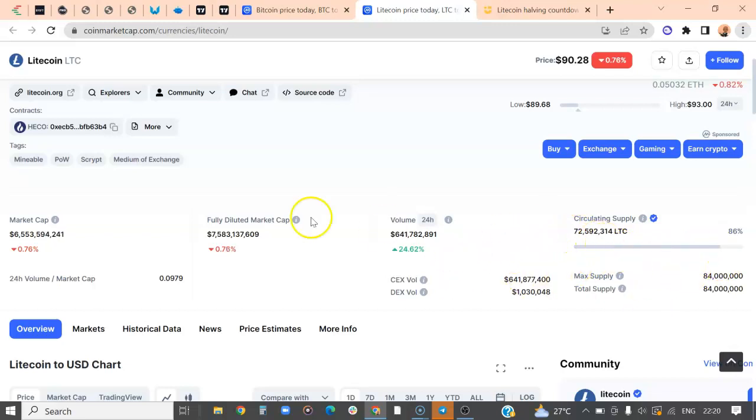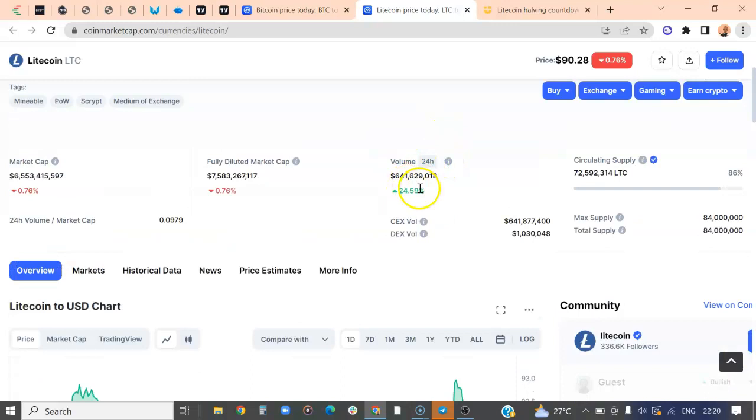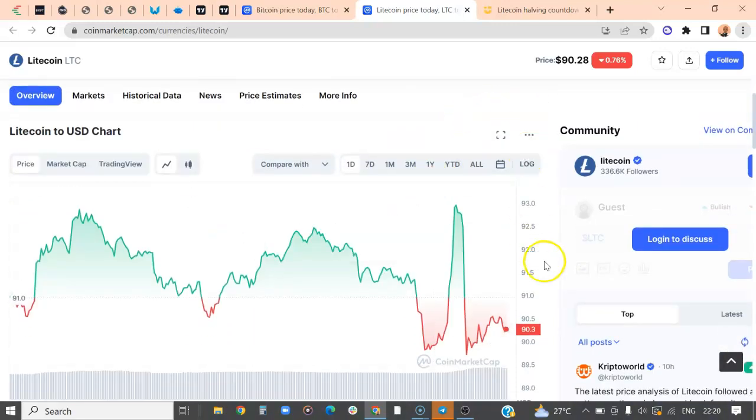So if you look at this now, the current market cap is 6.5 billion, and the FDMC is 7.5 billion. It is kind of close, very close. If you look at the volume, the volume to market cap ratio is quite low, as you can see from here. But the volume is building up gradually. The volume has increased by 25% in the last 24 hours. These are cool metrics.